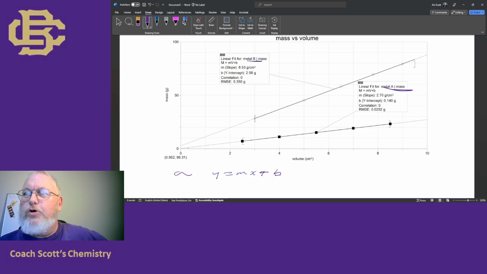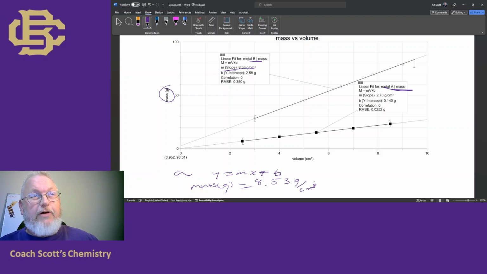Let's think about it. What's our y? Our y-axis is mass. That's our y, so I'm going to write down mass. Just to be sure, in parentheses I'll put the unit, which is grams. It's going to ask me what the slope is. It gave me the slope right here. It says slope. That's your m: 8.53 grams over cubic centimeters.